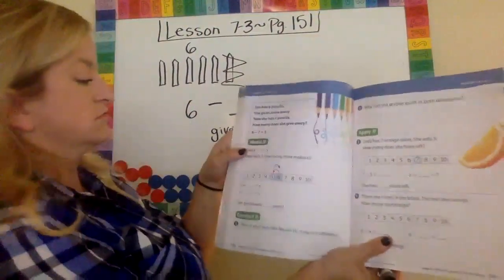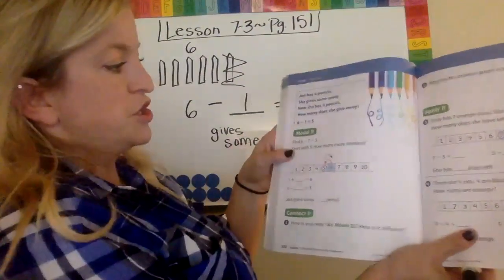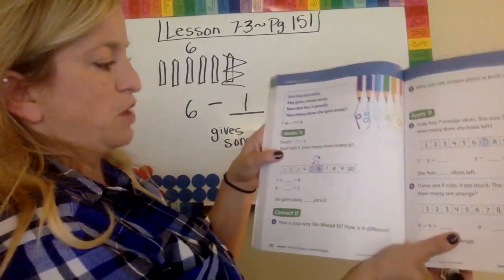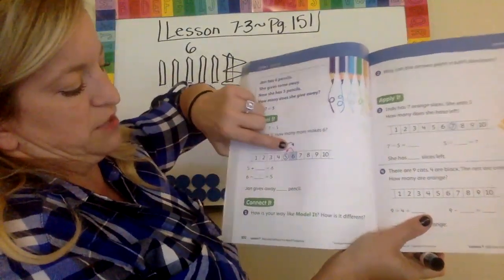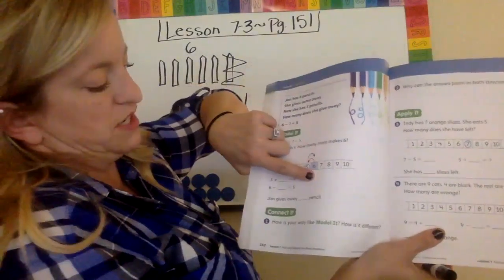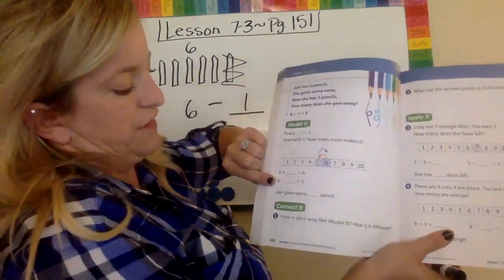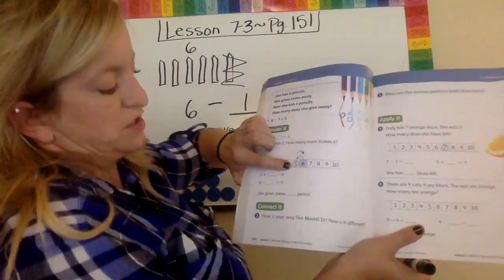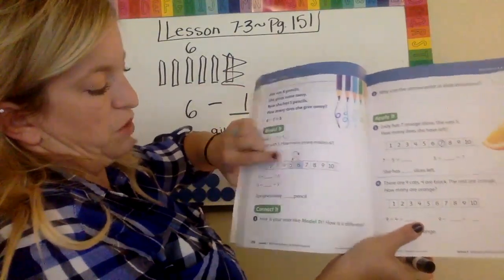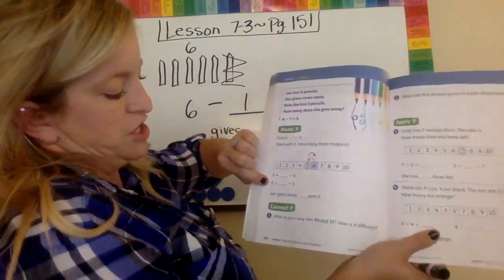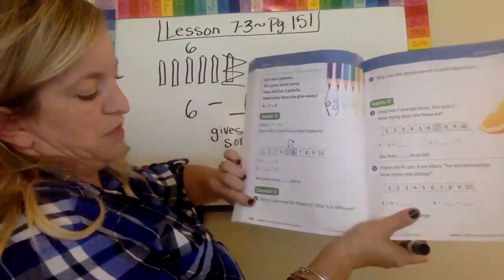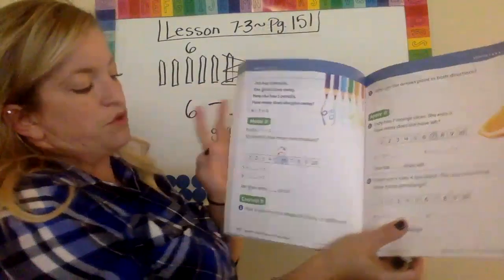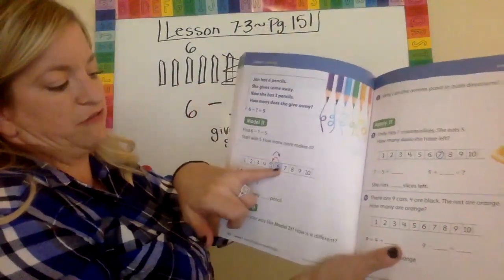6 minus question mark equals 5. Start with 5. How many more make 6? So they did 5, and then they jumped to 6, and that was 1. You could also go 6 back to 5. Back to 5 is 1. So if you take 1 away, you'd land on 5. Jan gives away 1 pencil. How is your way like it, model it? How is it different? Well, they used a number path and they went back and forth.